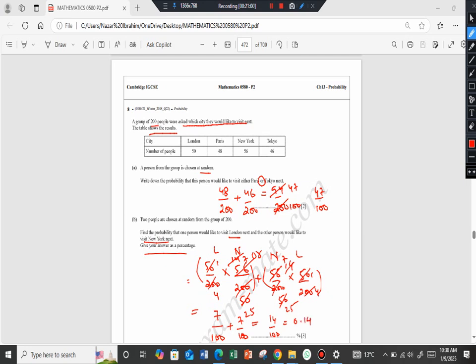0.14. And if I want to calculate it in percentage, it will be 0.14 multiplied by 100, it is around 14%, or 14.1% as well, because if you simplify it will be near that 14% or 14.1%. Is it clear? Okay, moving to the next question.